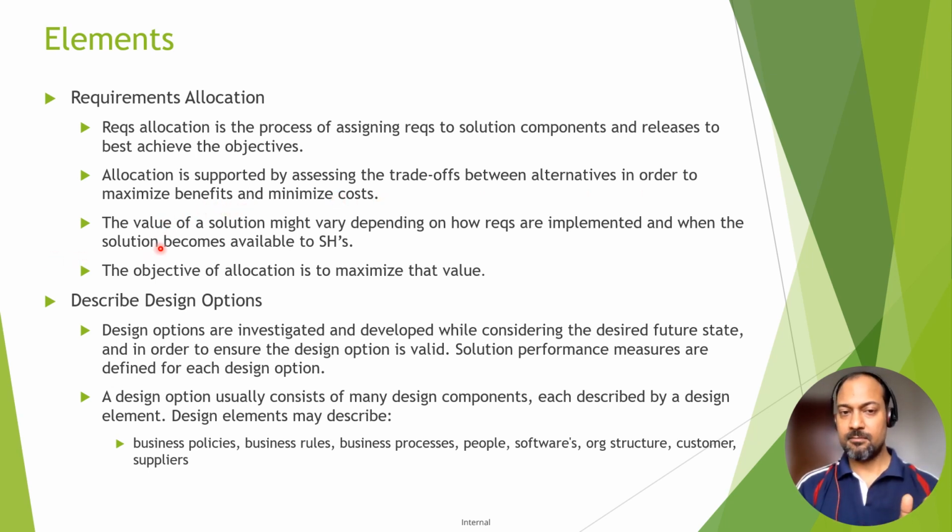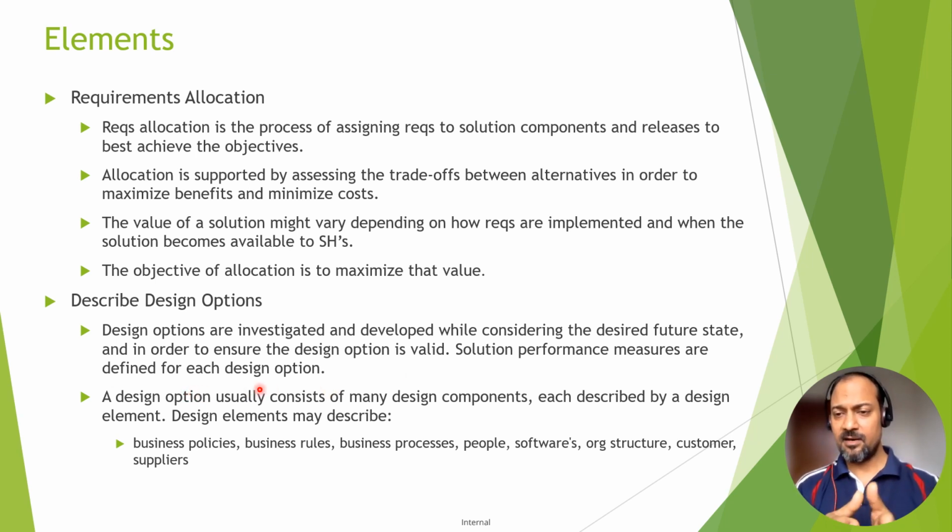The value of a solution might vary depending on how requirements are implemented and when the solution becomes available to the stakeholders. The objective of allocation is to maximize that value. That's very important. You have to note it down. The reason we do requirement allocation is to maximize the value. Describe design options. Design options are investigated and developed while considering the desired future state. And in order to ensure that a design option is valid, solution performance measures are defined for each design option.